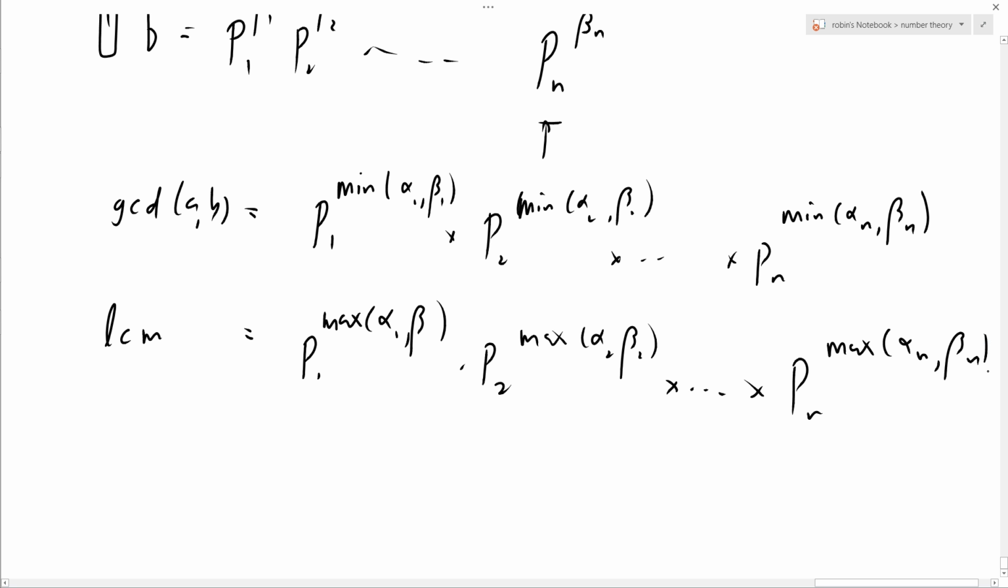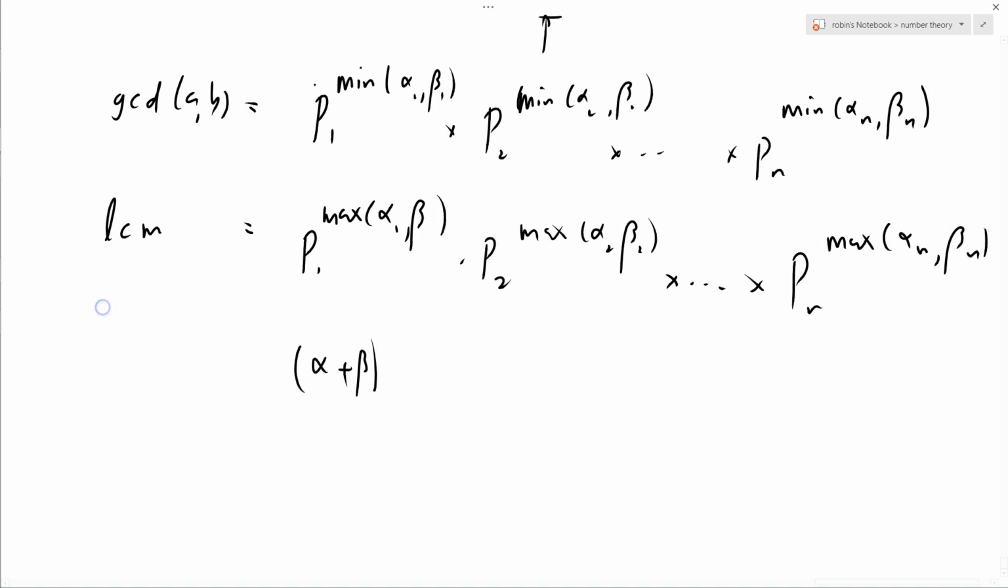Okay. So for any case, the minimum of these plus the maximum of those is going to be equal to alpha plus beta, isn't it? Because if alpha is smaller than beta, then we've got the minimum, which is alpha, plus the maximum, which is beta, and if it's bigger, it's going to be the beta plus the alpha.